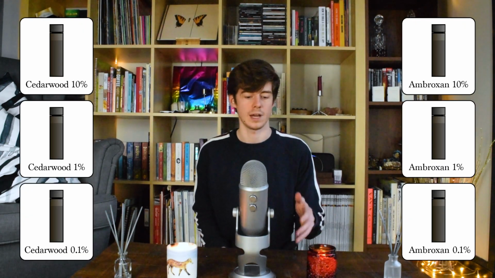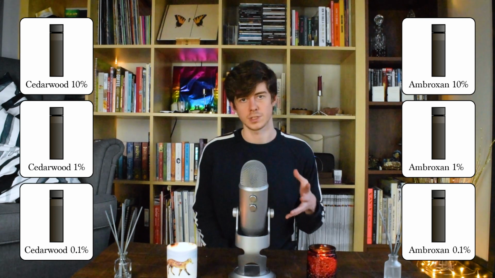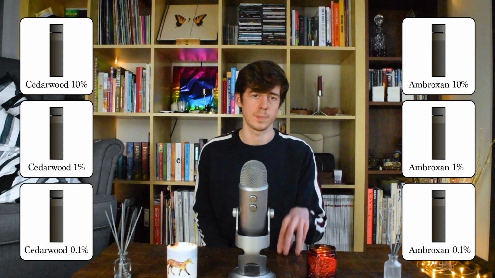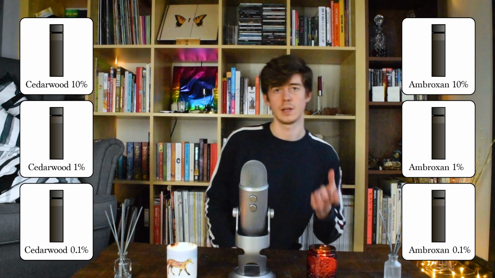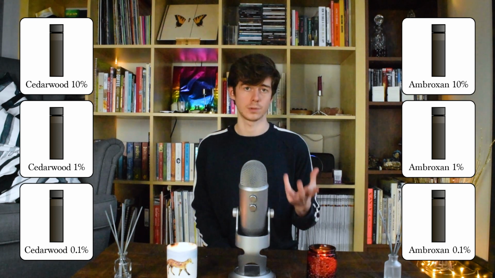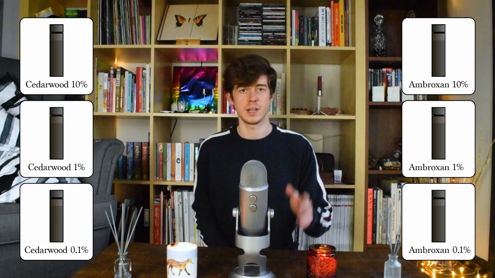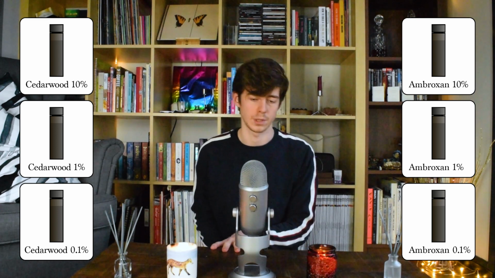So the first thing to do is I would take my cedarwood and my ambroxan and I would take my different dilutions. So I normally have a 10%, a 1% and a 0.1%. Maybe if you're just starting out, you don't need to have all of those dilutions, but I would probably recommend at least having a 10% and a 1% dilution of each material so you know how it works at those two levels, because those really are the ones you use all the time. So I would have my ambroxan at 10% and at 1%, and then my cedarwood at 10% and at 1%.